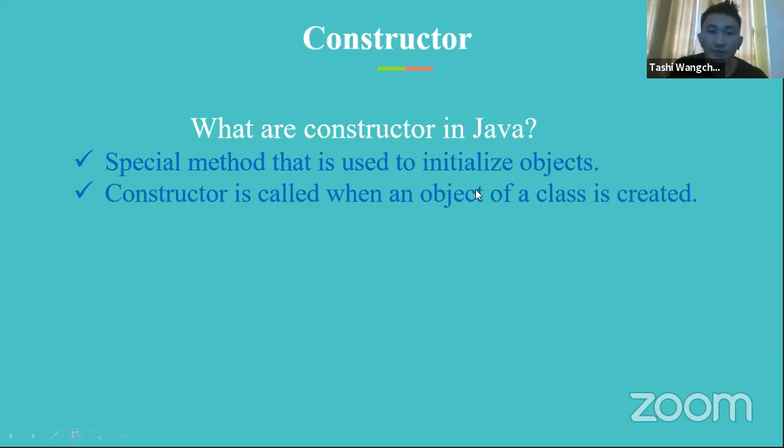So this is the definition of the constructor in Java. It is a special method that is used to initialize the object or the instance variables, and a constructor is called when an object is created. Okay, this is the definition of the constructor.